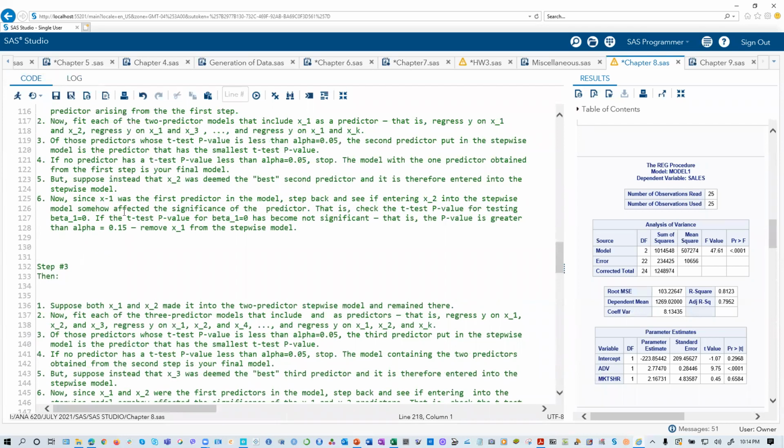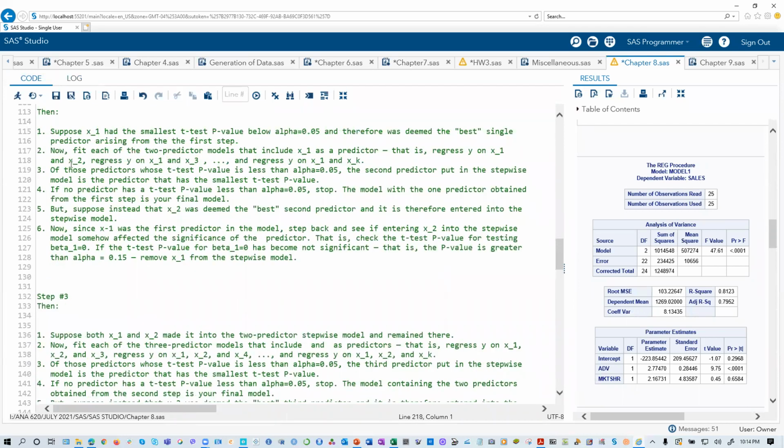they say that suppose x1 has the smallest t-test, in this case the advertising. Now you're gonna run that one with the other predictors: advertising and bonus, advertising and market share, advertising and the competition. The second predictor put in the model is the predictor which has the smallest p value, which we found would be the bonus. If no predictor has a t-test p value less than this one, you stop.